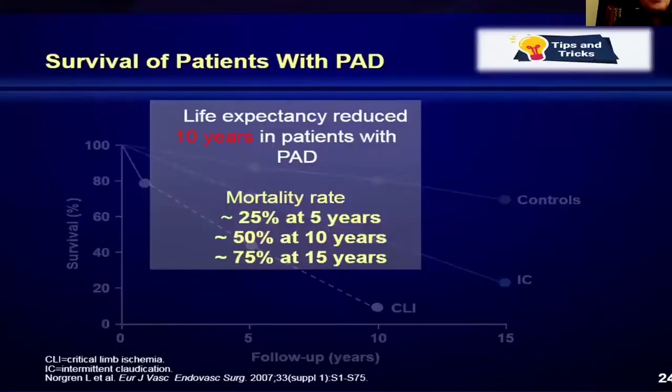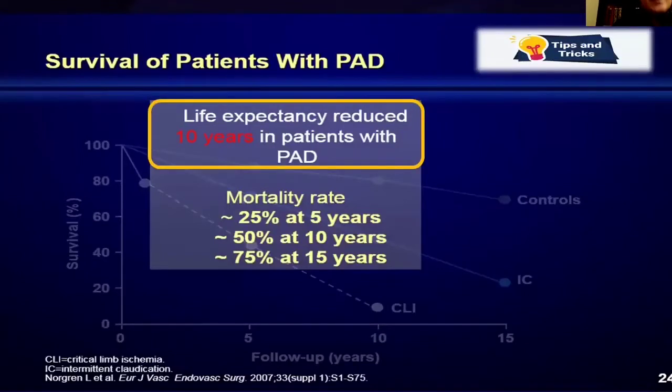For survivors of peripheral arterial disease, life expectancy is reduced by 10 years. The mortality rate is about 25% at 5 years, 50% at 10 years, and 75% at 15 years. As the years with peripheral arterial disease increase, the mortality is very high and increases.